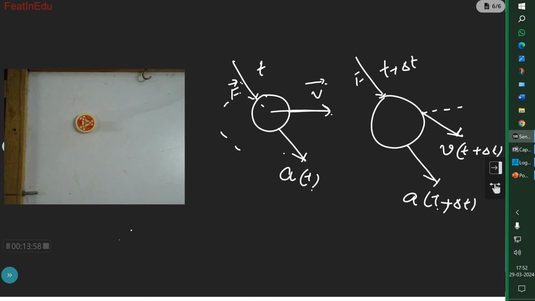Yes, sir, but according to the second diagram, sir, force is also acting at the time t plus delta t. That is what I am trying to tell. The delta t is so small, for all practical purposes, it is 0.